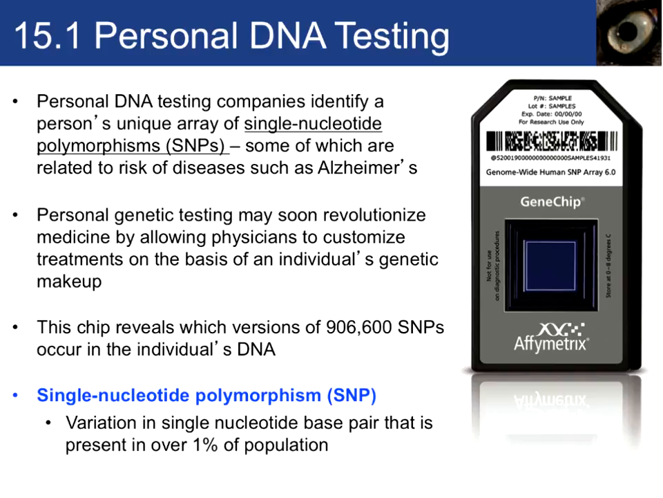So these single nucleotide polymorphisms, or SNPs, account for many of the differences in how likely someone will develop a disease such as cancer or Alzheimer's, also whether the person will have a good outcome from various drugs and therapies. So therefore, personal genetic testing may soon revolutionize medicine. And this is because it would allow physicians to customize treatments on the basis of an individual's genetic makeup.